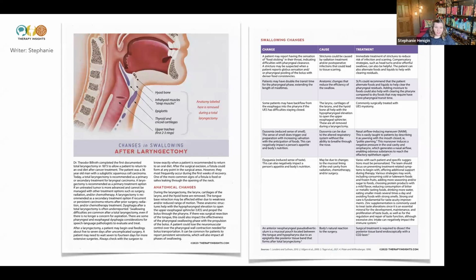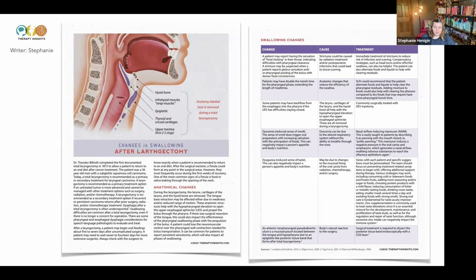I didn't know this until I was digging in for this handout, but Dr. Theodore Billroth completed the first documented total laryngectomy in 1873. And that allowed a patient to return back to an oral diet after cancer treatment. And that patient was only about 36 years old. I can't wrap my head around that they were doing this surgery back in 1873, but that's phenomenal.